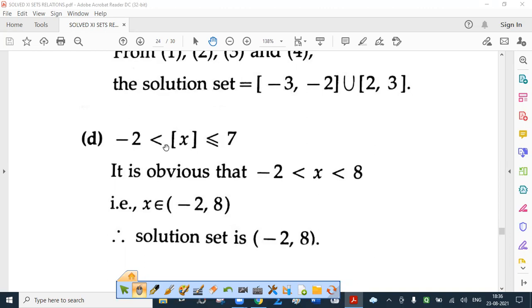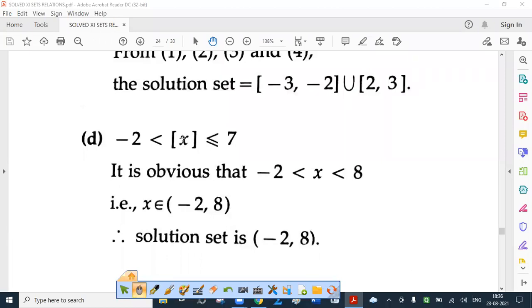D part, minus 2 less than step x less than or equal to 7. It is obvious that minus 2 less than x less than 8. Why? Because step value can be 7, it cannot be 8, right? And therefore I have to say less than 8. That is, x belongs to open interval minus 2 to 8. 8 is not to be included, remember.